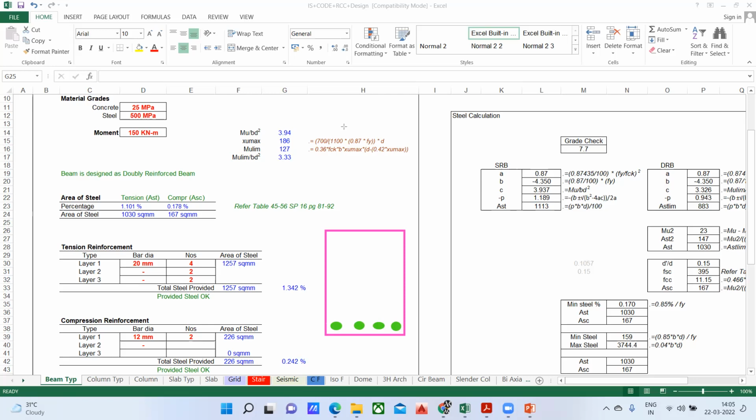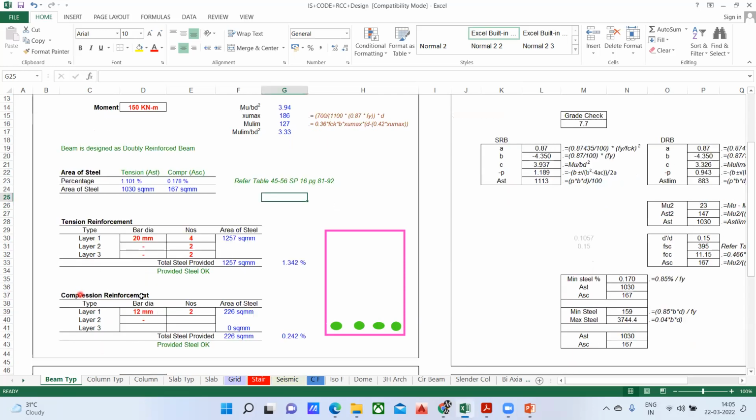Now we'll come to the compression side. In the compression, you see what is the steel requirement? It is only 167 mm square of steel, which is very less. Okay, it is not exactly doubly reinforced, you can say it is just a doubly reinforced beam, because 167 mm square is a very small area. So if I provide a 10 diameter 2 bar also, it will satisfy. I'll go with the 10 diameter 2 bar. See, yeah, it won't satisfy. We'll go with 12 diameter 2 bar.